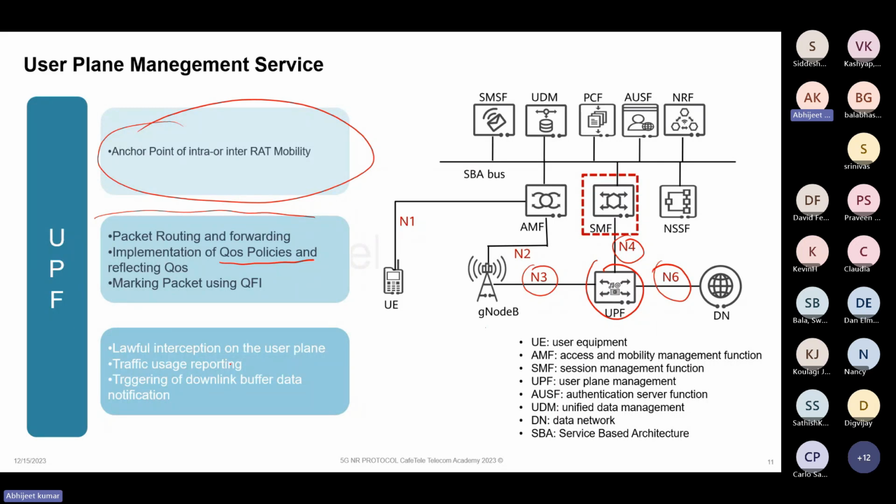Then we have traffic usage reporting. It provides the report on the data usage for billing and network management functions. And the last one we have is triggering of downlink data buffering and data notification. So the UPF notifies the AMF when there is downlink data waiting for a device that is in idle mode. Then it can trigger the network paging when the user is reachable and deliver the data. So these are the functions that we need to provide here.